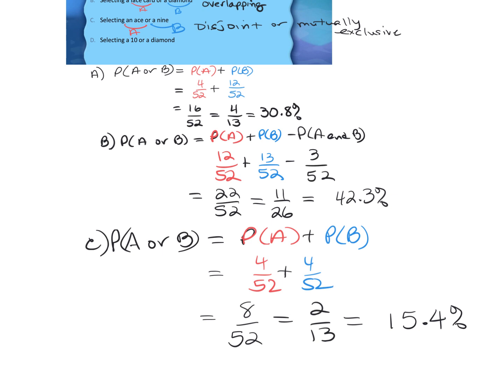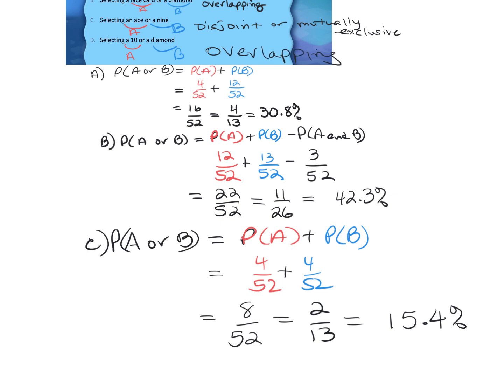And then we have one more dealing with the deck of cards. For the last one, it wants us to find the probability of selecting a 10. So selecting a 10 will be my event A. Selecting a diamond is going to be my event B. So I have a 10 of hearts, 10 of clubs, 10 of spades, 10 of diamonds. So that is my overlap because there's 13 diamonds, but there's only one card that is both, and that would be the 10 of diamonds. So this is an example of overlapping events.